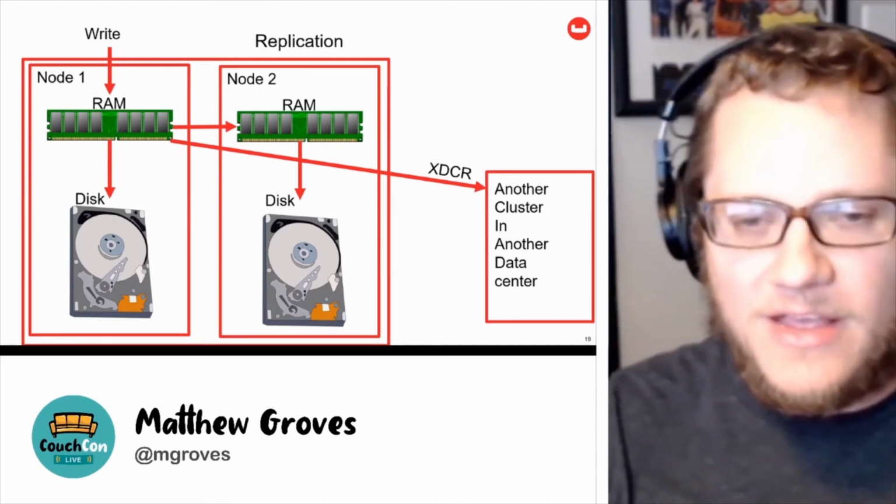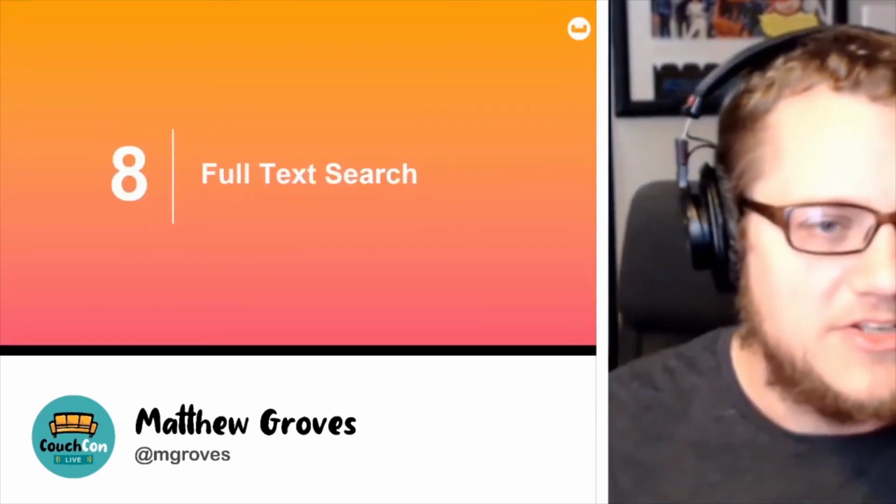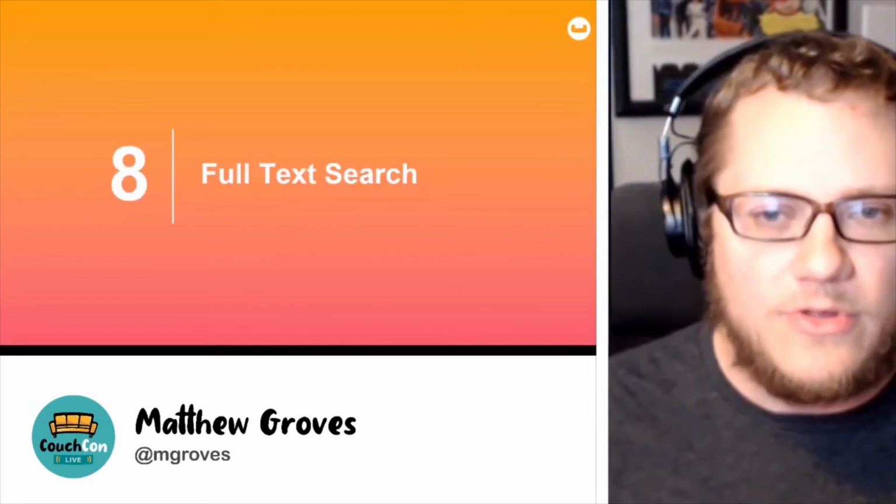Keep them coming. Okay, so that is replication. That also comes in the community edition. The next one I want to talk about is full text search.